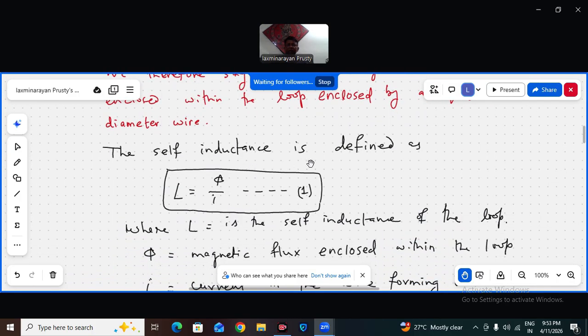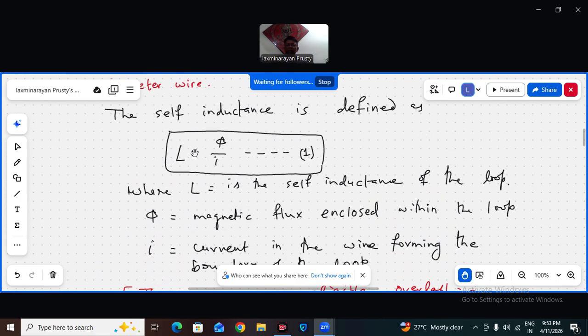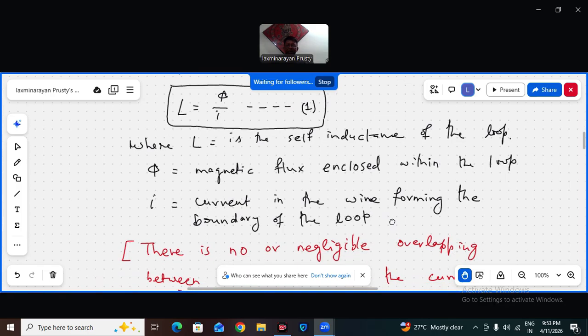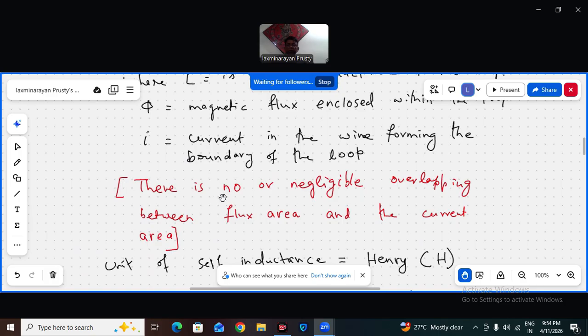The self-inductance is defined as flux by I. L is the self-inductance, the flux is the magnetic flux enclosed within the loop, and I is the current in the wire forming the boundary of the loop. The wire diameter is negligibly small, so there is no or negligible overlapping between the flux area and the current area.